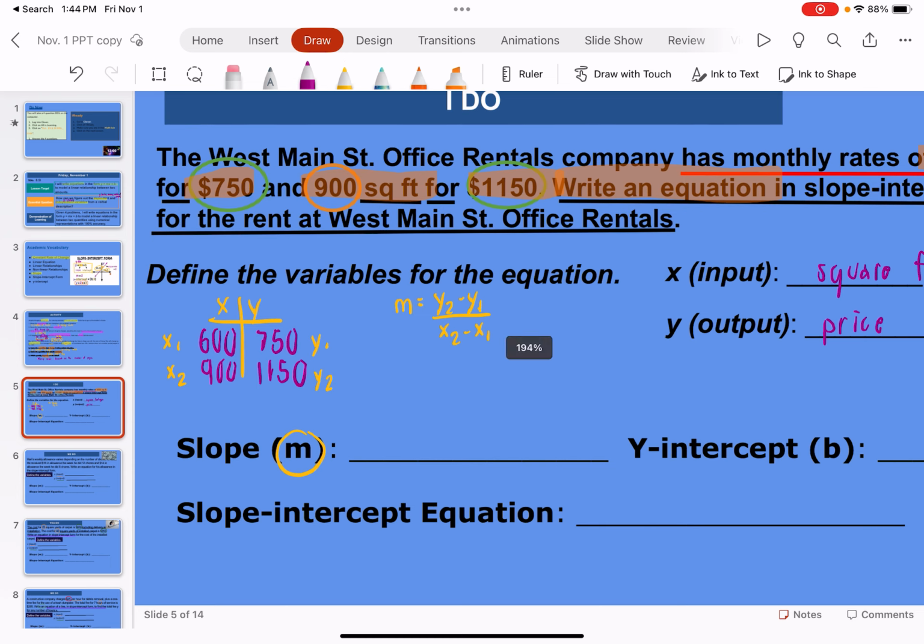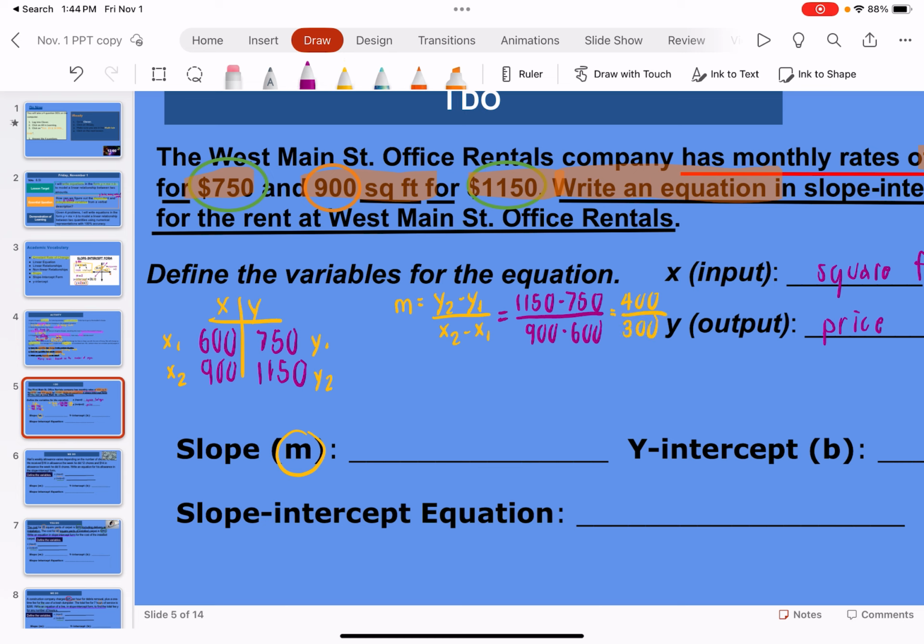And then from here, I'm going to plug in the numbers. Y2 minus y1. We have 1150 minus 750 on top. And then on bottom, we have our 900 minus 600. So now we got to do some math. We have 1150 minus 750, and that's going to be 400. And then we have 900 minus 600, which is going to be 300.